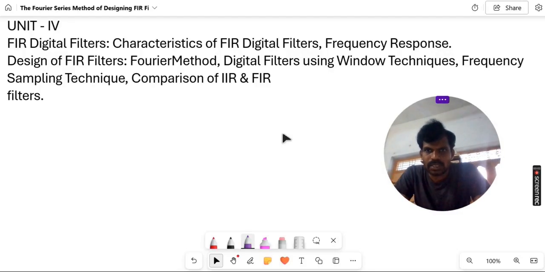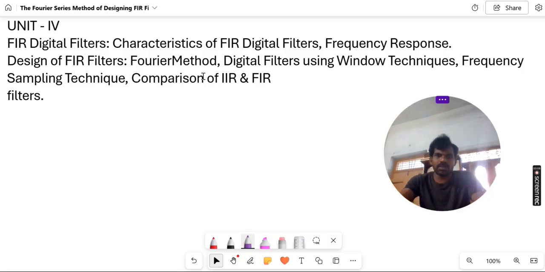Today we are going to discuss design of FIR filters. In the design of FIR filters, we have different methods. Among those methods, today we are going to discuss the Fourier method, which is also called the Fourier series method.